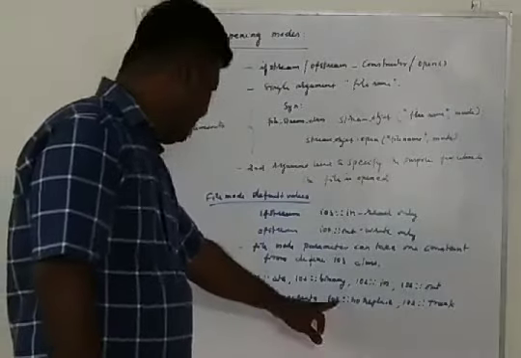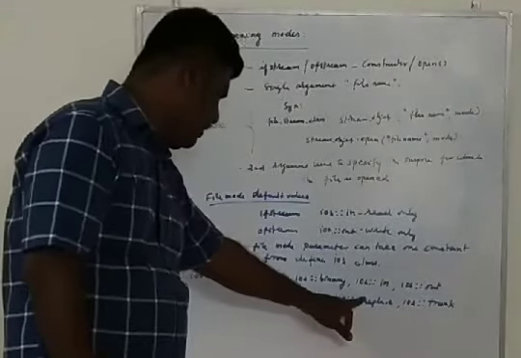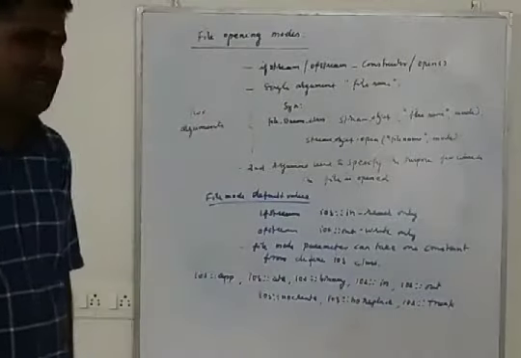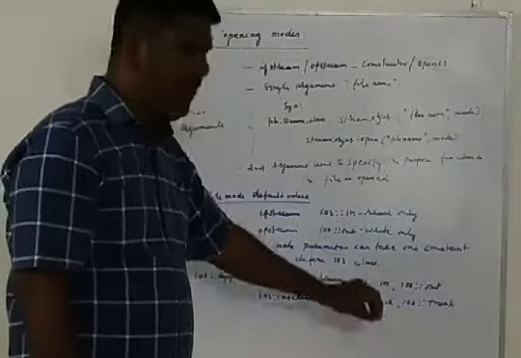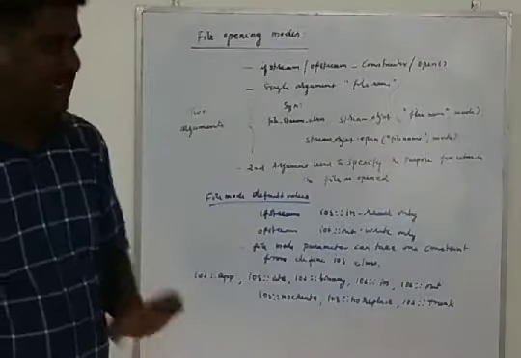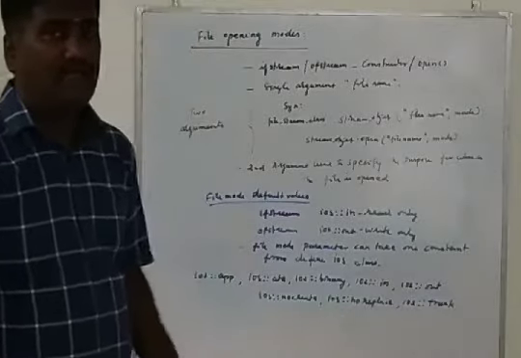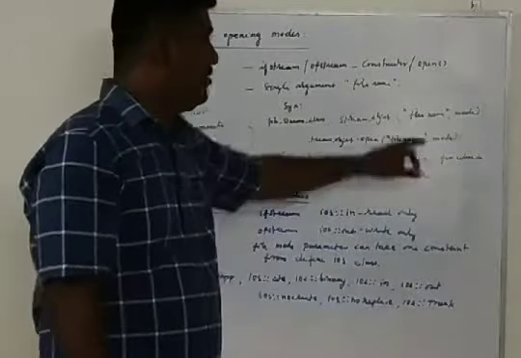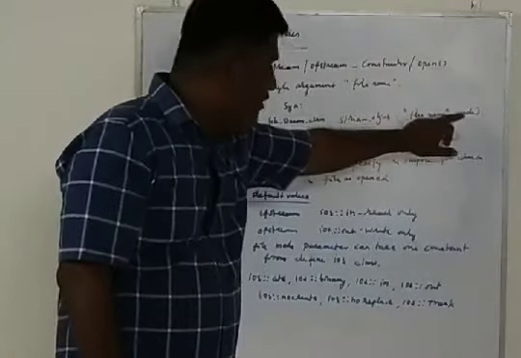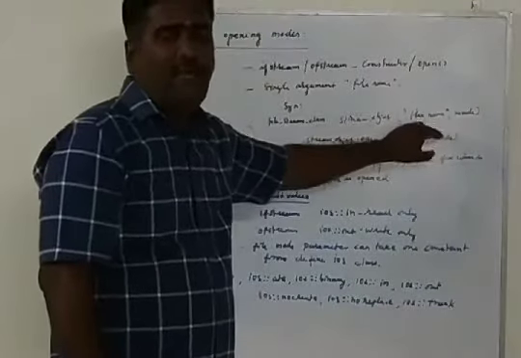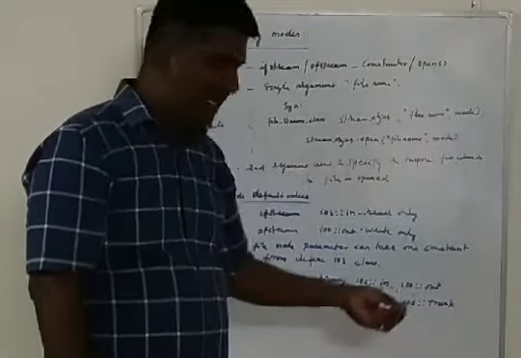Next, ios::noreplace. Opening fails if the file already exists. Suppose the capital file already exists. So here we put noreplace, because the file already exists, so we need not open it again.